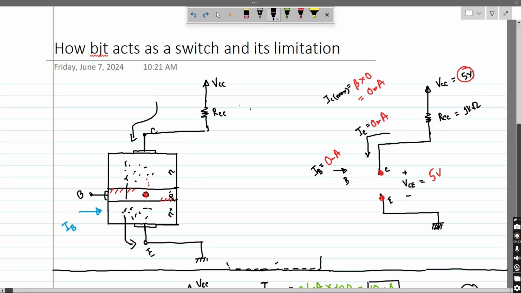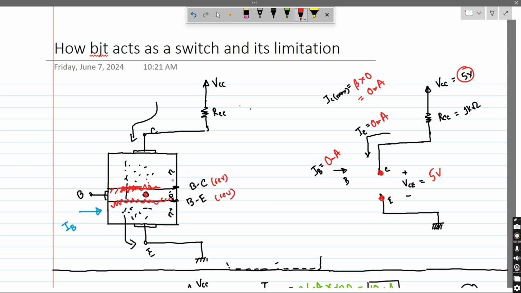If we see the internal construction of the BJT, there are two PN junctions over here. The first PN junction is the base to collector junction, and then the second one is the base to emitter junction. During the cutoff mode, there is almost no voltage or current in the base. As a result, both of these junctions are reverse biased. This leads to the BJT being in the cutoff mode, where it acts as an open switch.